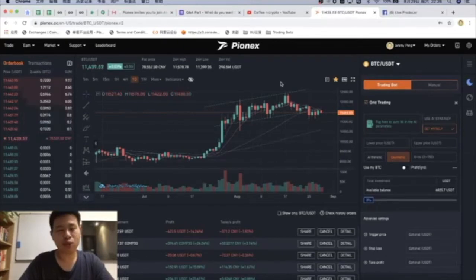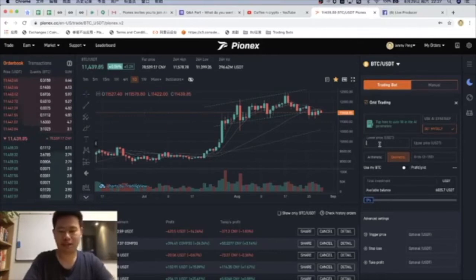5,000 to 20,000, and if you have chosen the arithmetic way, it won't be filled very easily at the lower range, and the profit for each grid will be very small in the higher range, so it is not so good. But if you have chosen geometric, the profit for each grid is the same.